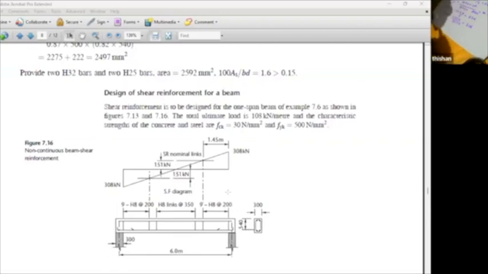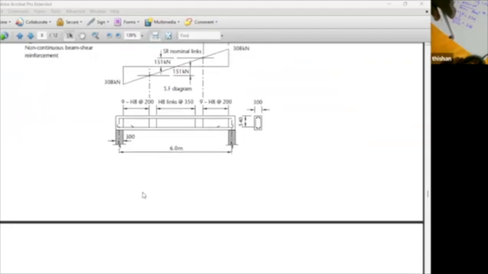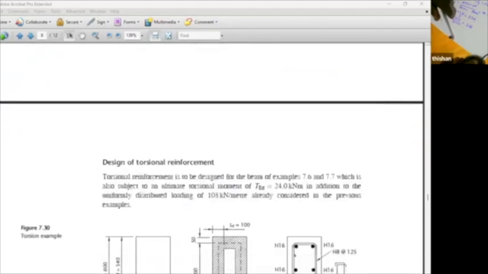So now we have a beam having shear links. You can see we know the longitudinal reinforcement, we know the shear strength. Now let's assume that this beam, due to some reason or caused by loading, is subjected to a torsional moment of 24 kilonewton meters.